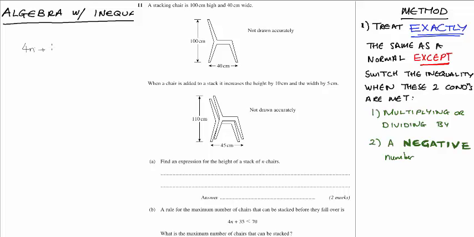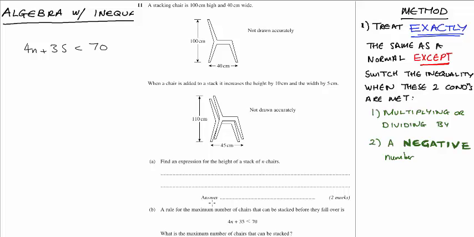70. Sorry, multitasking there again. Let me make the pen thickness a little bit thinner. That's very thick. Okay, that's better. So you're told there's a rule: 4n plus 35 less than 70. That's the maximum number of chairs which can be stacked before the whole thing tips over. And it asks, what's the maximum number of chairs that can be stacked?